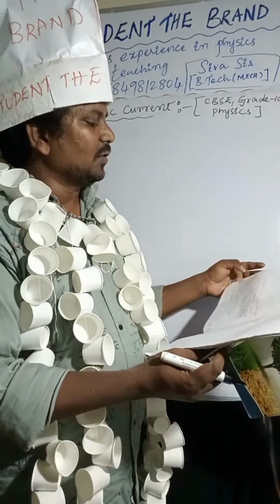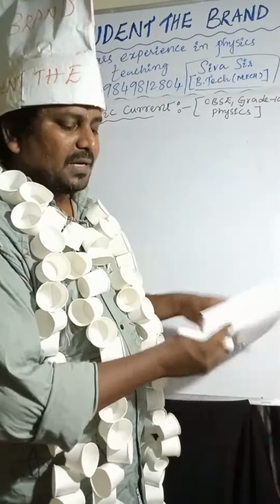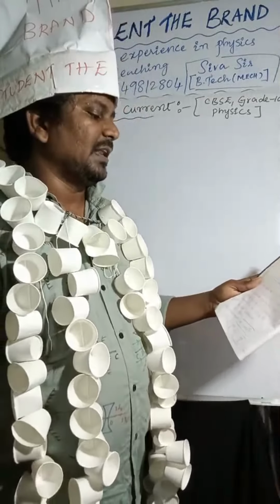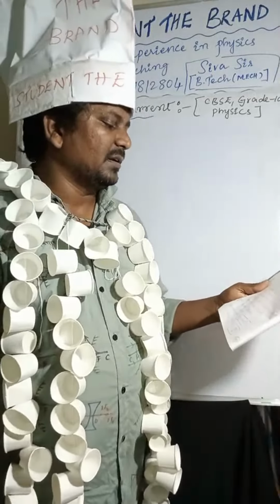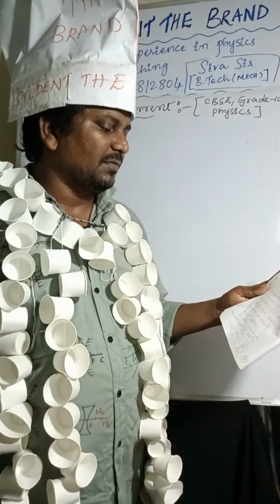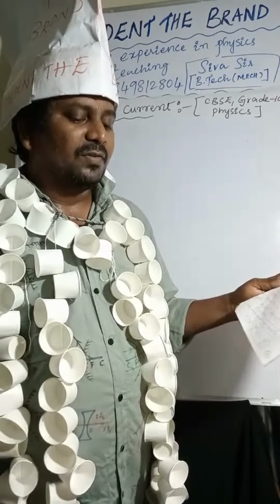A total of 6 into 10 power 46 electrons flow through a current carrying conductor when connected through an external power supply for 20 seconds. Find the value of current in the conductor.